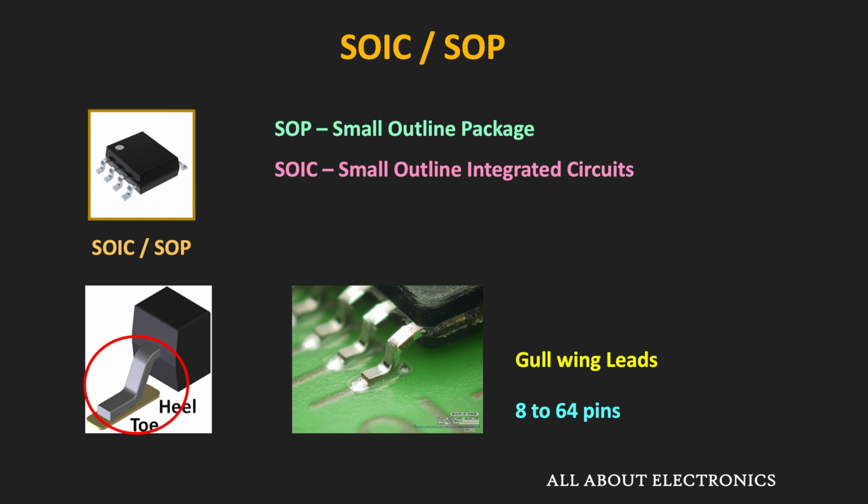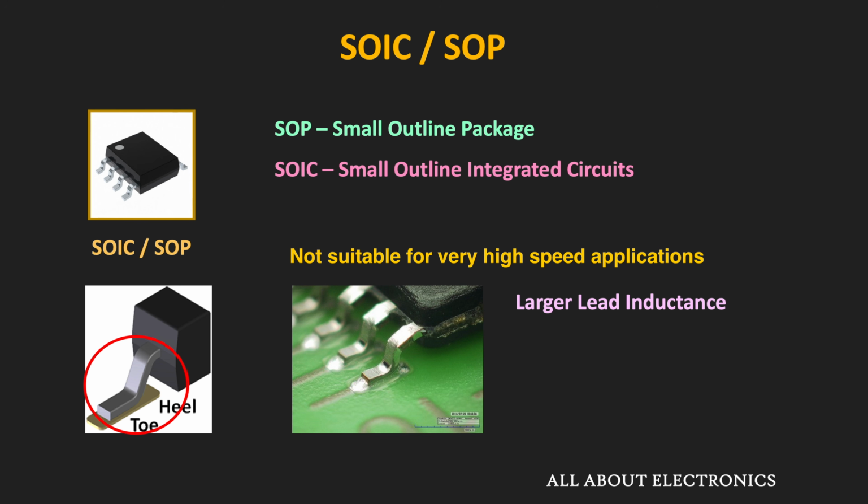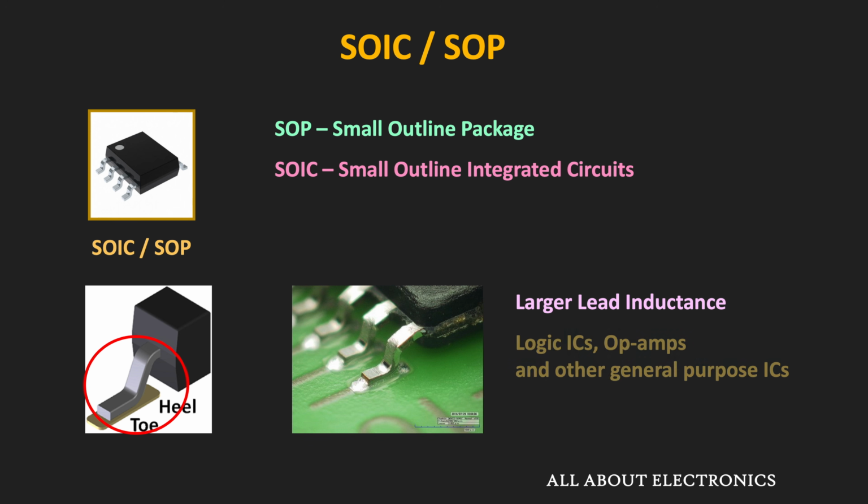In these packages, of course the lead length is a little shorter than the through-hole packages, but still it is of moderate length. Because of that, these packages have higher inductance. And that is why they are not suitable for high-speed applications. Because of its smaller footprint, conventional ICs like logic ICs, op-amps and other general purpose ICs which were earlier available in the DIP package are now mostly available in SOIC and SOP packages.